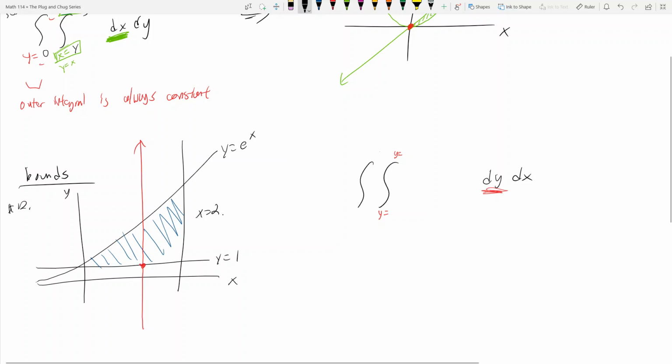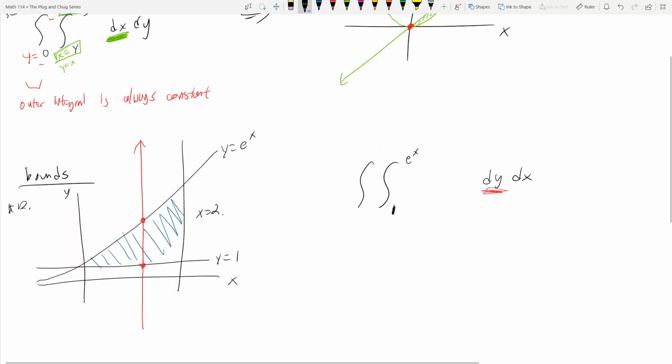So that means on my lower bound, I have y is equal to 1. Okay? And then I go through this region. And then when I leave the region, I hit this boundary up here, which is y is equal to e to the x. So that tells me the upper bound is y is equal to e to the x. All right? And then you can just drop the y's because we never write them. All right? So that's how I find my bounds on the interior.